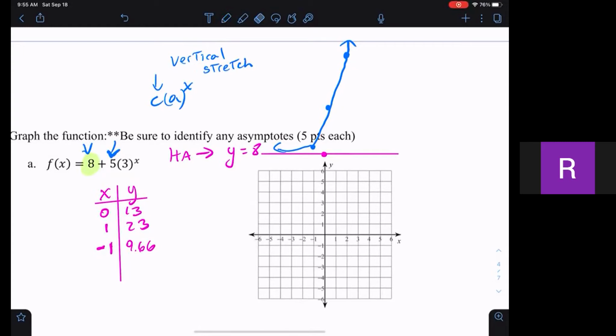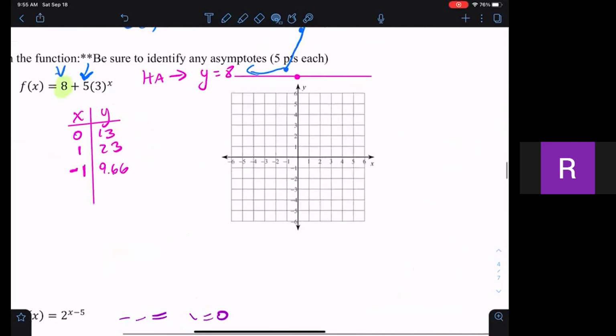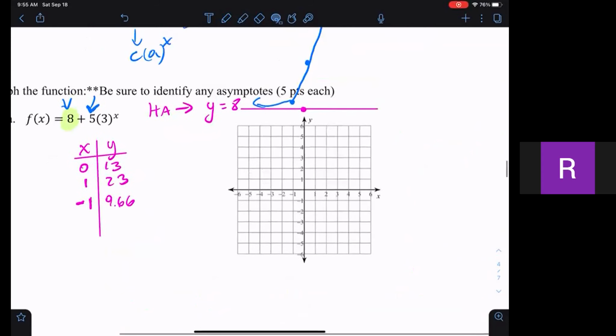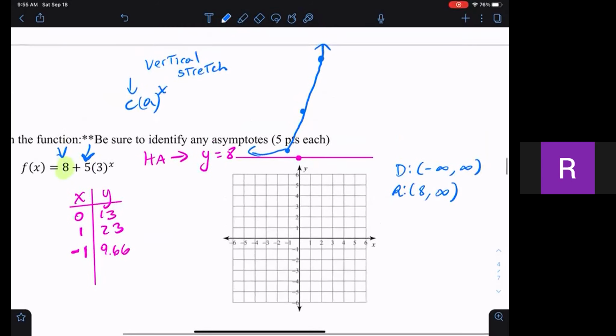Okay, let's continue. Oh, I forgot the domain and range here. The domain will be all real numbers, right? From negative infinity to infinity. And the range will be from 8 to infinity, not including 8, because 8 is a horizontal asymptote, right? Just remember, if you are multiplying by 5, if this number is greater than 1, it's going to be a vertical stretch, okay? If it's a fraction, it's going to be a vertical compress.